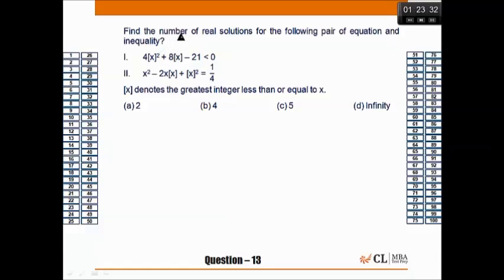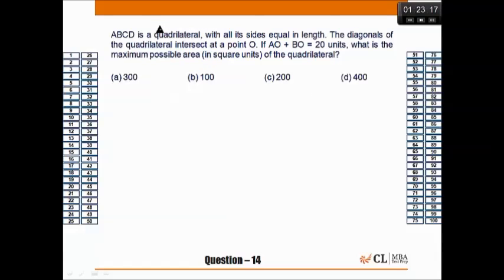Which of the following real numbers equation? This is okay. Number of real solutions, okay. Dangerous one, so probably come back later. 13, okay. 14, okay, let's see what this is.